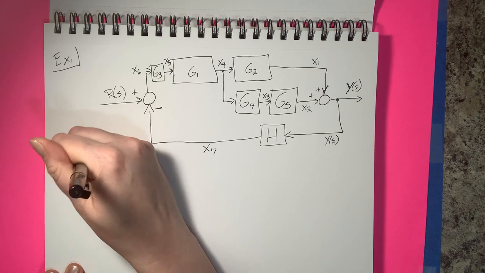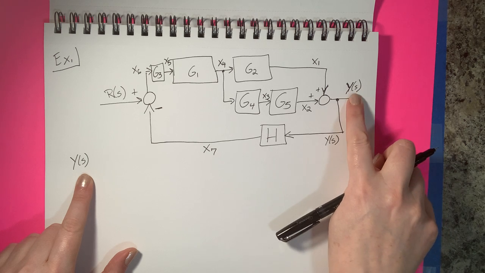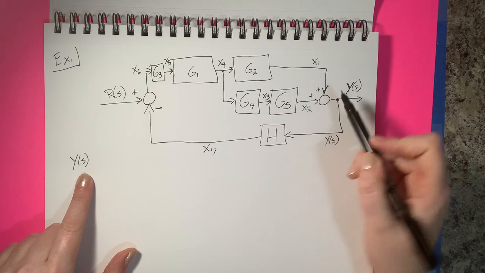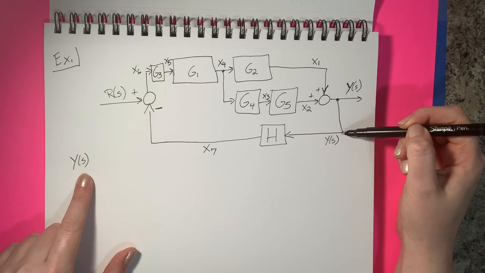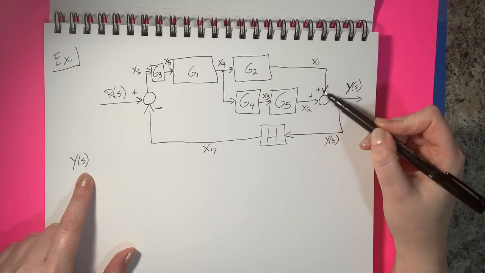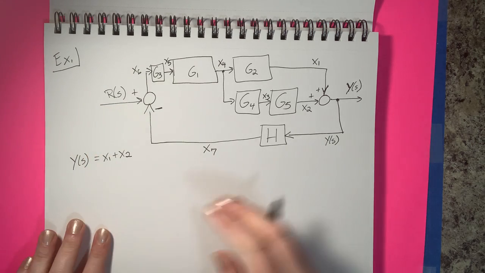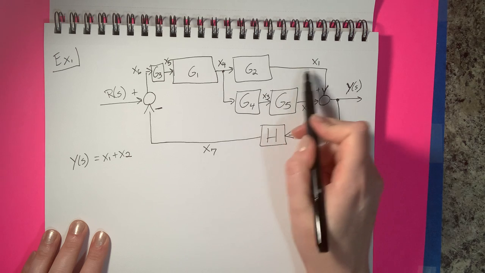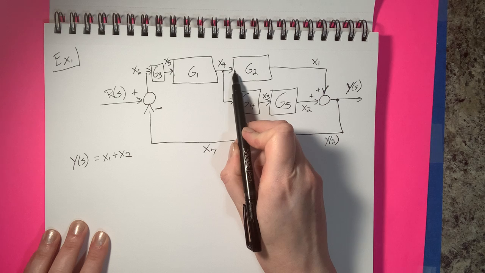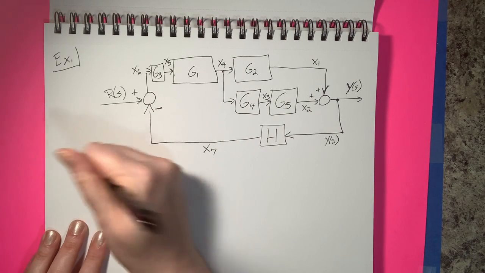There's plenty of them. Y of s, I always like to start from the output, so let's start there. Y of s is equal to the output of everything from the summing junction. Okay, this is actually just the same line as Y of s, so we don't need to include that. We have x1 adding in with x2. x1 plus x2. All right, next equation, x1. That's the output of this G2 block. It has x4 coming into it. So x4 goes in, it gets operated on by G2, and that produces x1. So x1 equals G2 operating on x4.